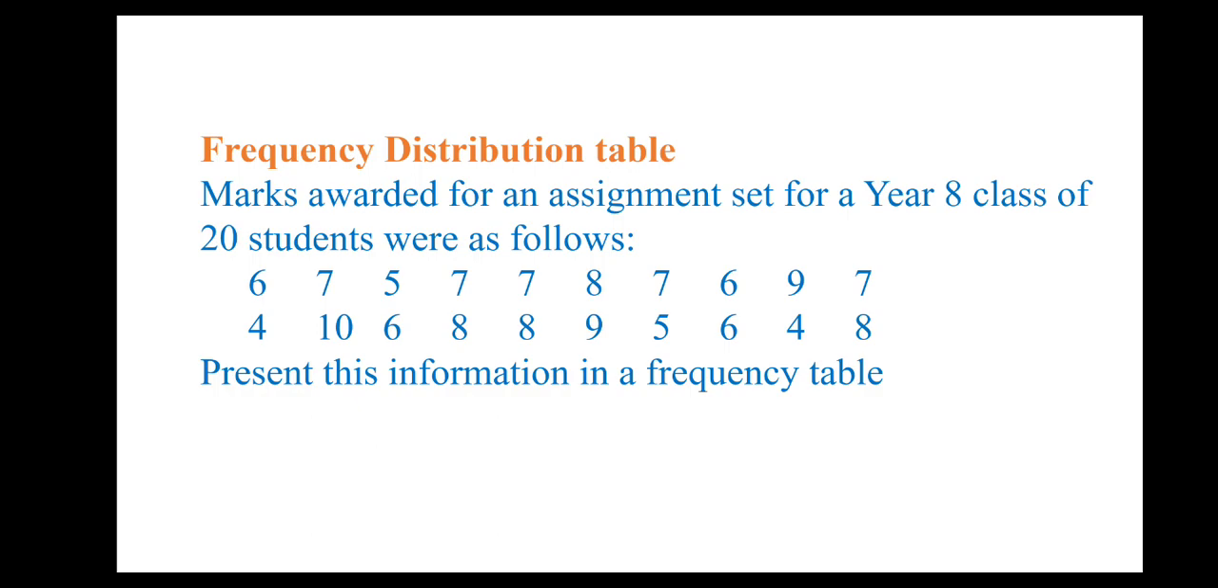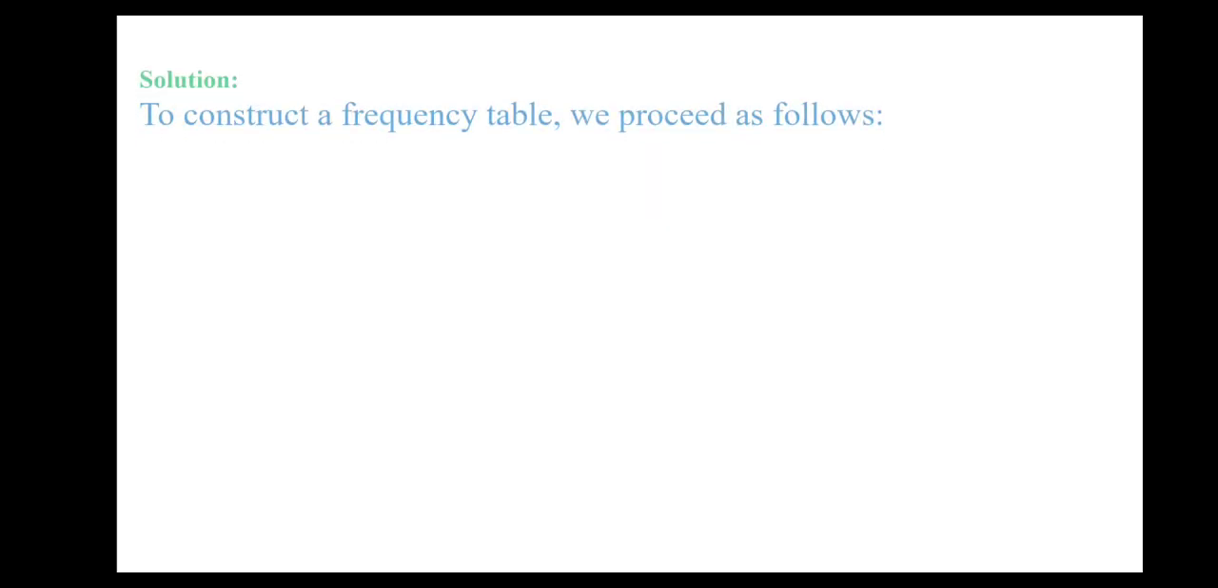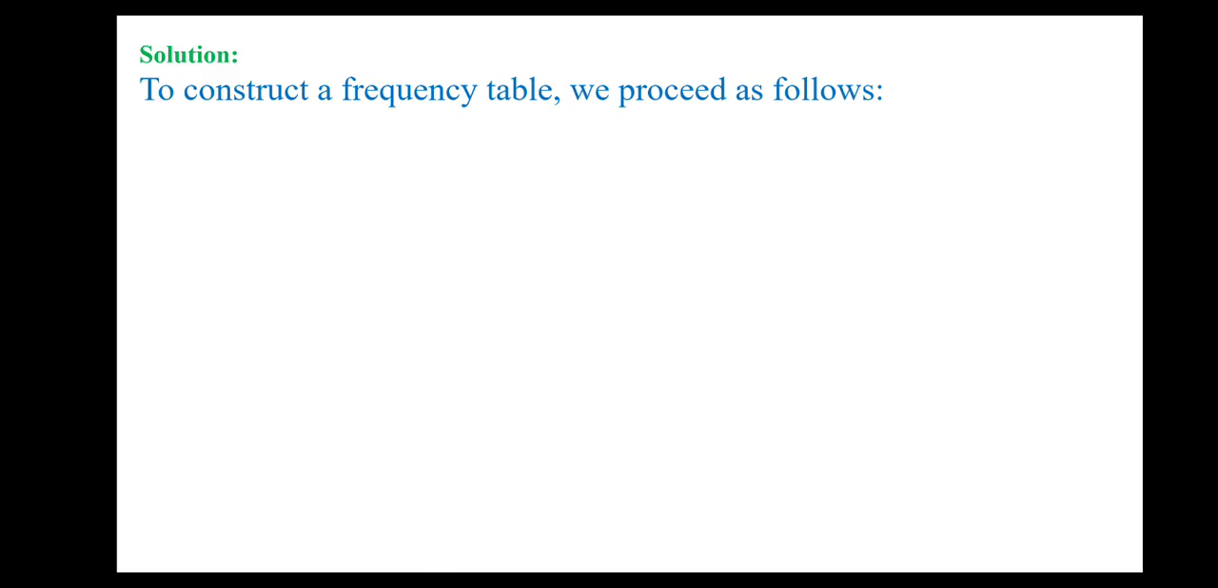These marks range from 4 to 10. Totally 7 numbers are given, repeated over 20 times, 20 values. Okay, that is how you are going to make a table, that we are going to learn. First one, what do you want to make? To construct a frequency table, we proceed with some procedures.